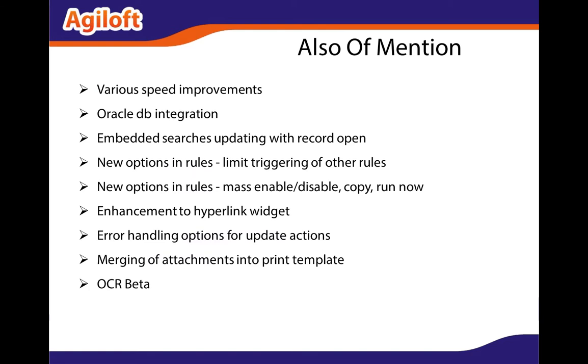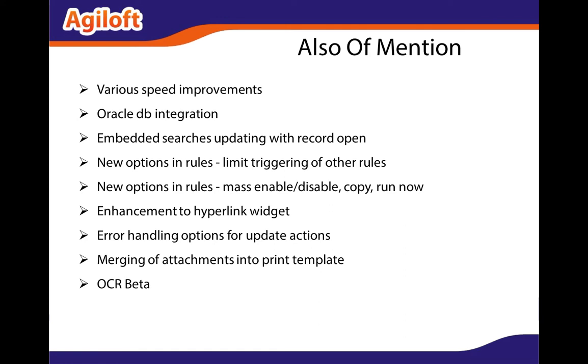Also worth mentioning in this release are various speed improvements, support for Oracle as the backend database, embedded searches updating while the containing record is open, new options for the admins in dealing with rules: a mass enable or disable, copying a rule, running a rule on demand, and a control to prevent other rules or default values from being updated by the triggered rule.